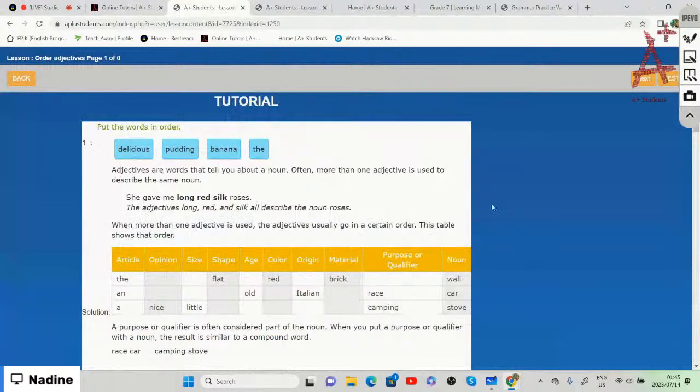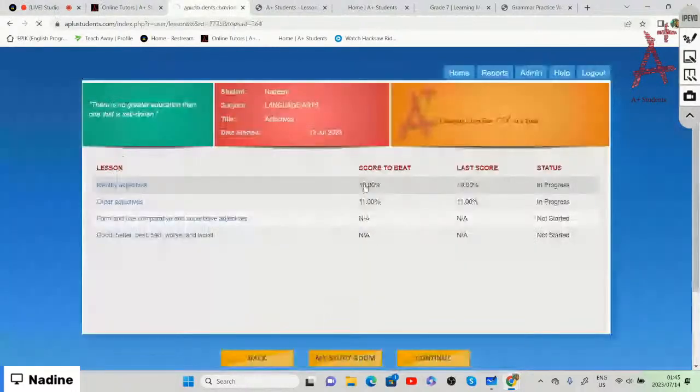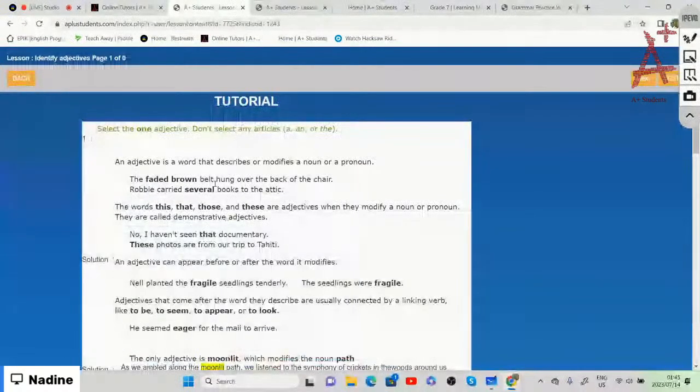And we said adjectives are words that tell us about the noun, they describe the noun or modify the noun, right? And often more than one adjective is used to describe the same noun, which is okay. And that is where we put the specific words or adjectives in order, that will describe a specific noun. All right. And we also identified the adjectives, and we mentioned demonstrative adjectives, where we use words like this, that, those, and these.